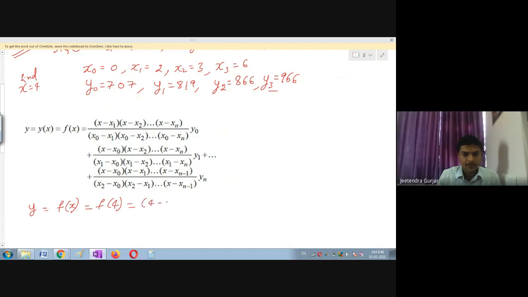Here we have 4 minus x1, that is 4 minus 2, right? And this is 4 minus x2, x2 is 3. And this will continue till xn, where xn is 3. So therefore, the next term will be 4 minus x3. X3 is 6. Okay, is it clear? Everyone understood?